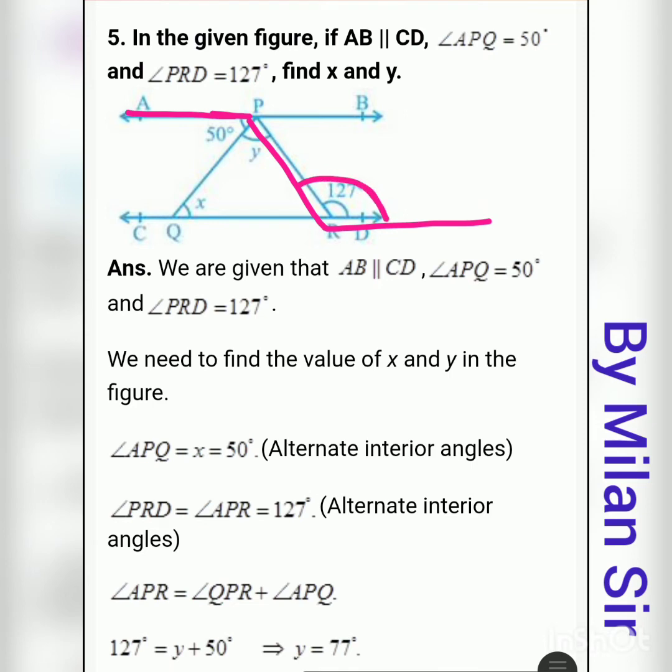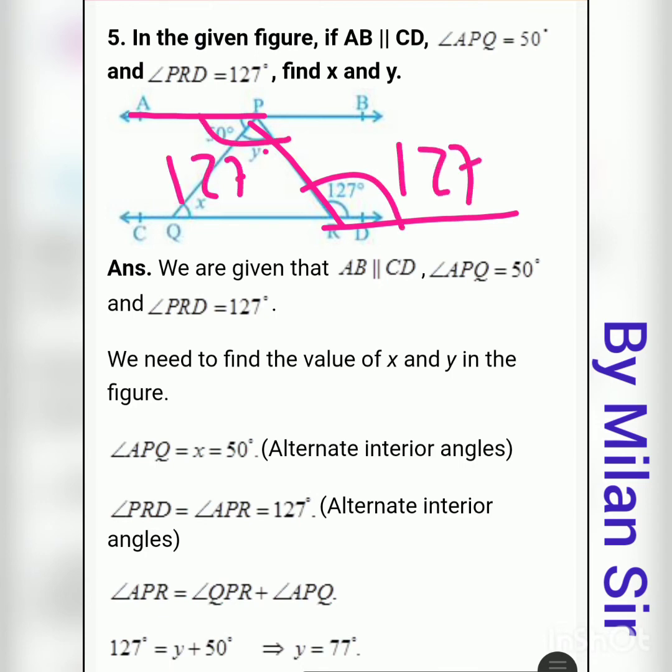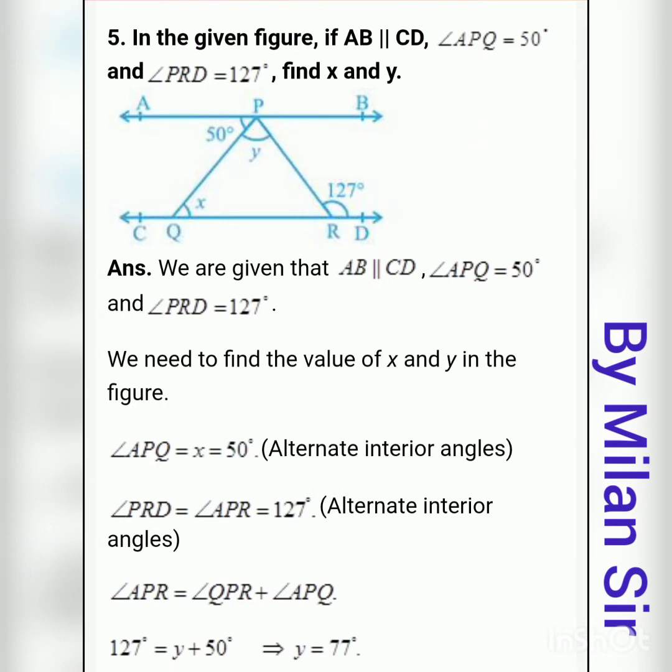Now we know this angle 127. This angle is 127, so this angle is also 127. Reason is alternate interior angles. Here we have one Z shape, so this is 127, so this is even 127, and we need to write the reason, alternate interior angles. Now from here we get the angle 127.